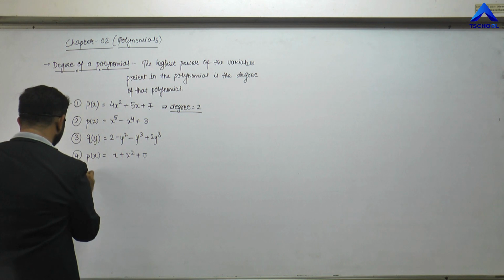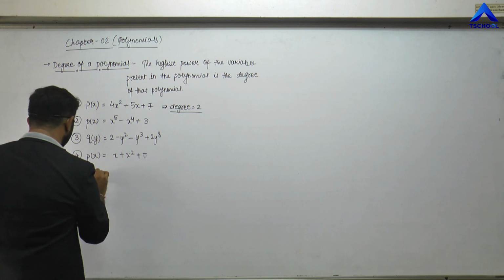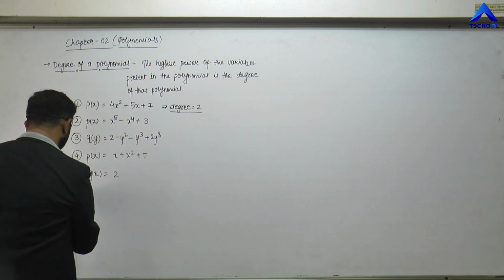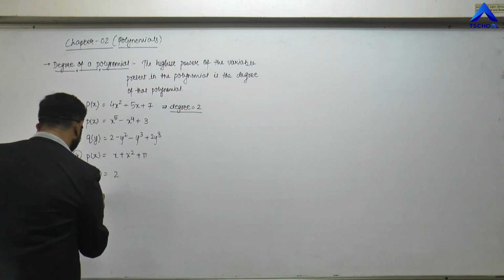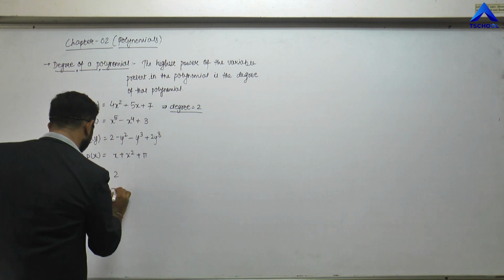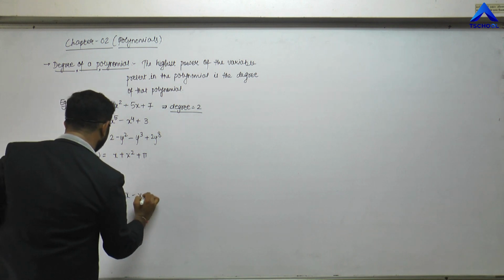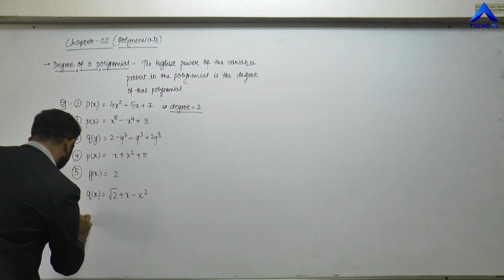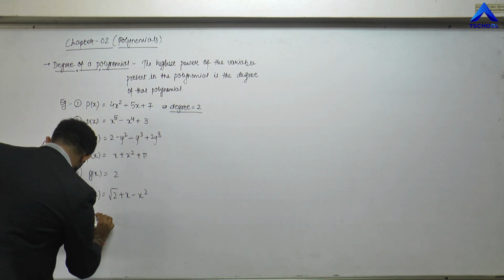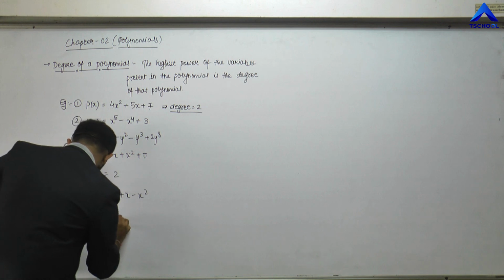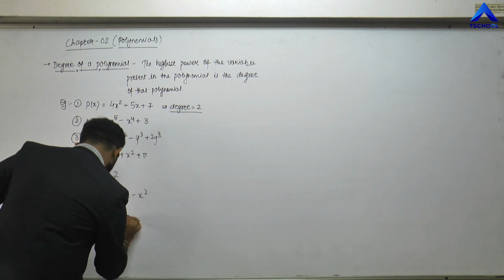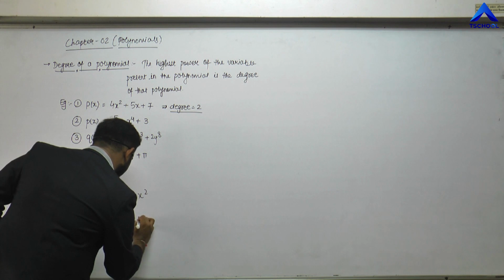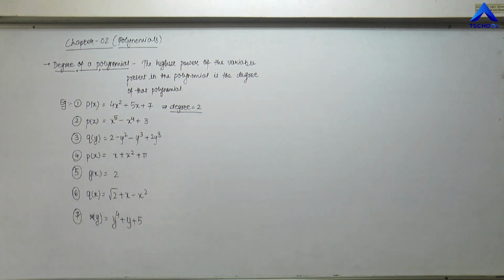The fifth one I am having is g of x equals 2. The sixth one is q of x equals root 2 plus x minus x square. And finally the seventh one is r of y equals y raised to 4 plus y plus 5, right? So these are some examples here with me. The first we have already discussed, and the next we are going to discuss right now.